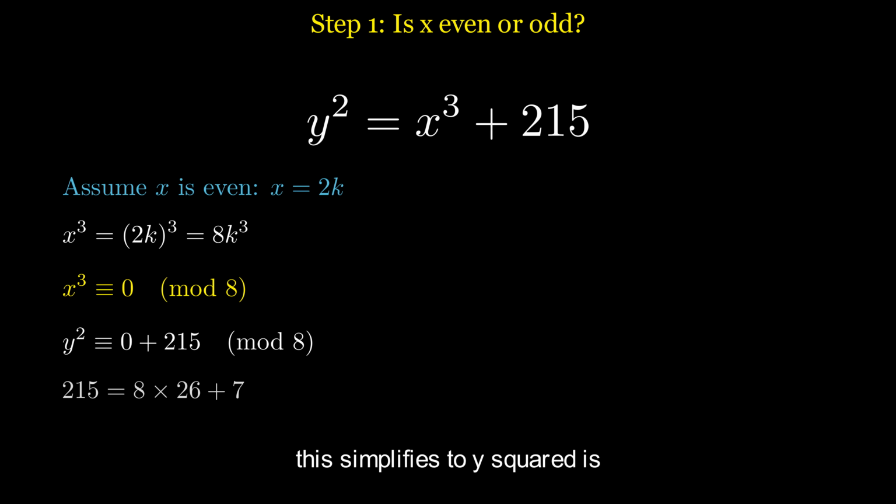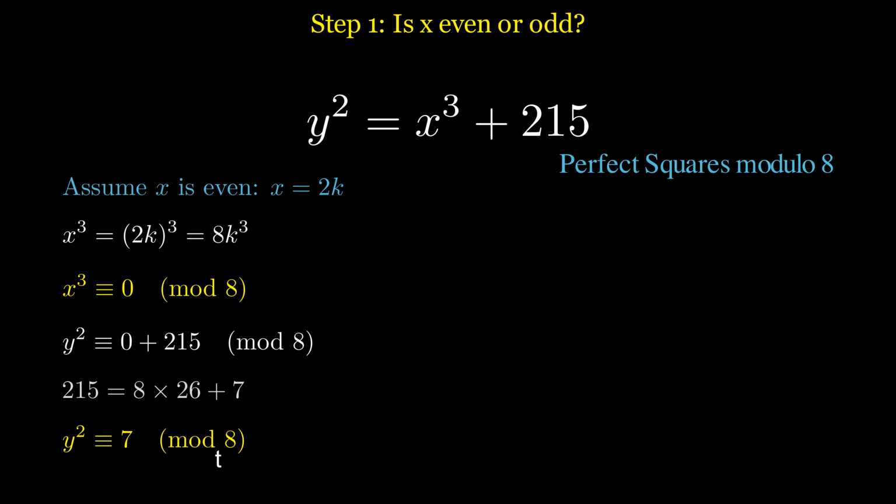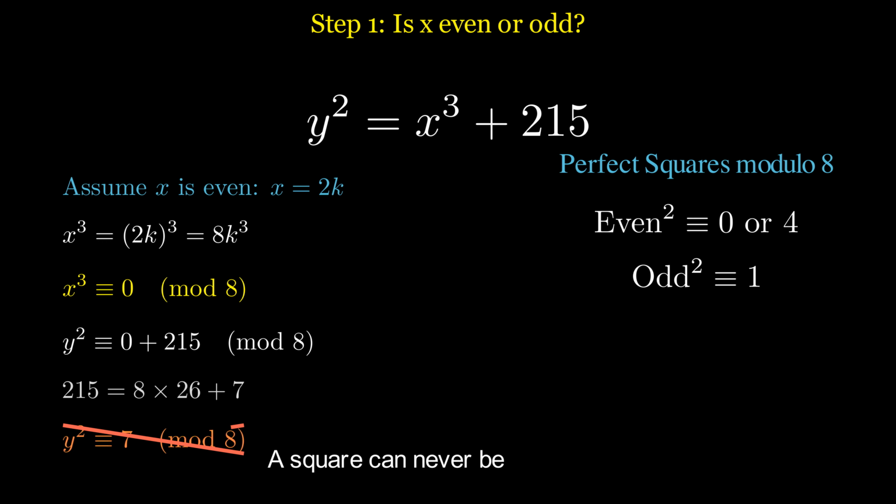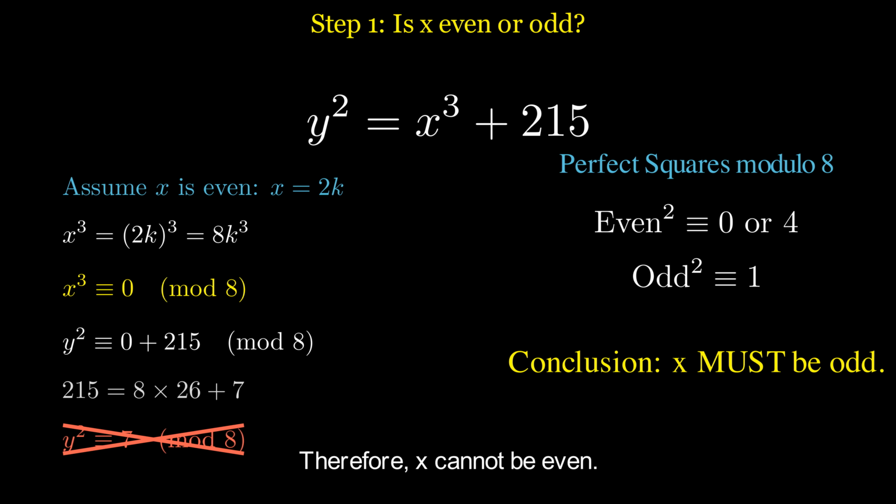But is it possible for any perfect square to leave a remainder of 7 when divided by 8? If y is even, its square modulo 8 is either 0 or 4. If y is odd, its square modulo 8 is always 1. A square can never be 7 modulo 8. This gives us a contradiction. Therefore, x cannot be even. X must be an odd integer.